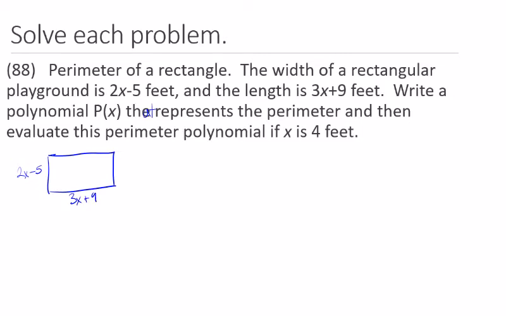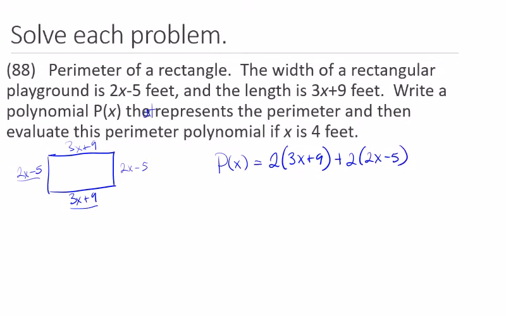And so if we're trying to find the perimeter p of x, there's a few ways we could do this. We could add 2x minus 5 plus 3x plus 9. We know rectangles have opposite sides congruent, so we know that this is 2x minus 5. So we could add that, and then add the 3x plus 9 right here, right? So we could add those, or we could use the perimeter formula and say 2 times the length plus 2 times the width. Right, so there's a few different ways you can do it.